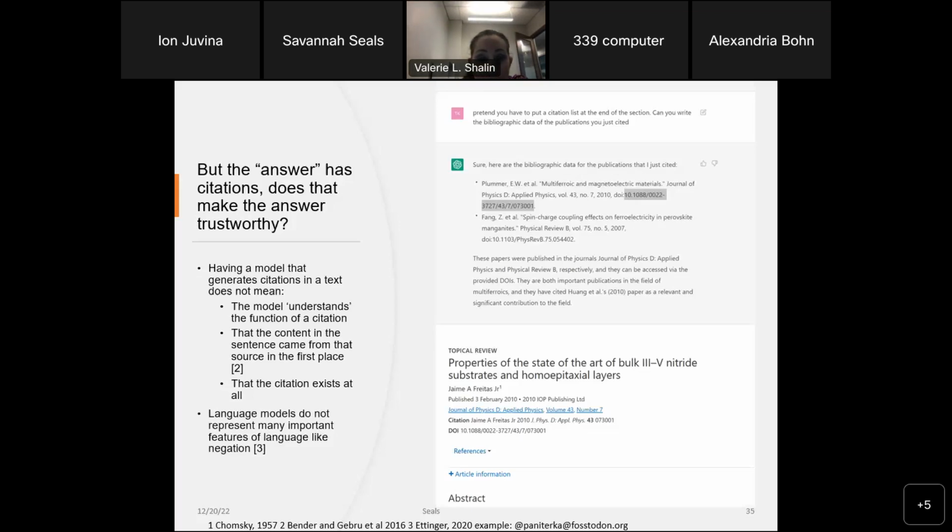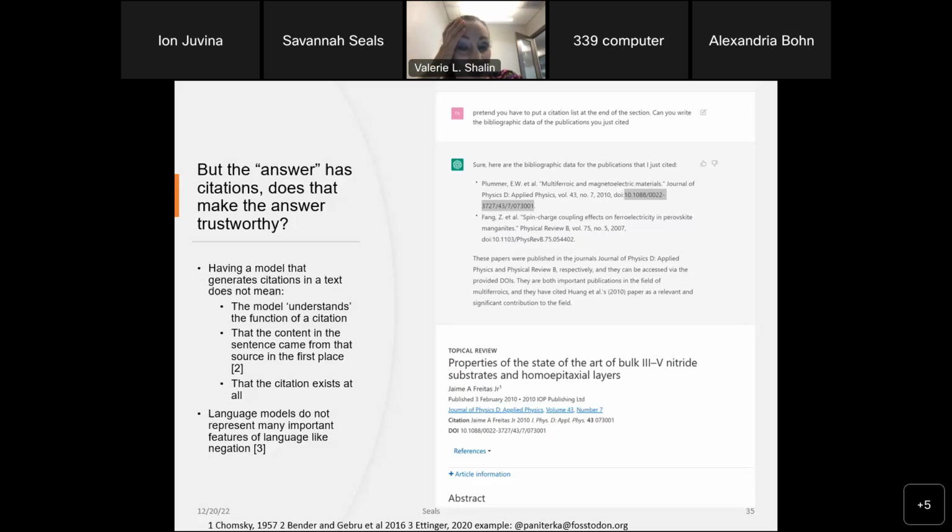They ask, can you write the bibliographic data of the publications you just cited? Sure, here are some bibliographic data. So this is Plummer et al., Multiferroic and magnetoelectric materials, in a nice journal of physics that does exist. It provides a nicely formatted citation, and it even provides a DOI. However, if you look up that DOI, you actually get properties of the state of the art of both 3,4 nitrate substances and homeopixel layers. So this is a very convincing citation that could conceivably exist. However, it does not.